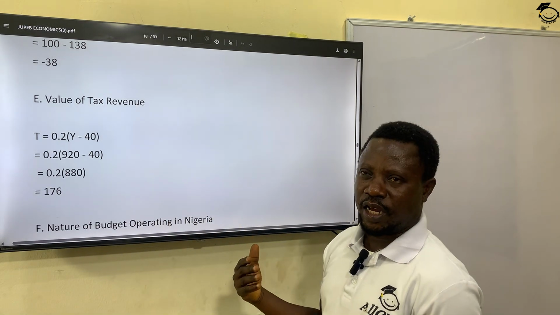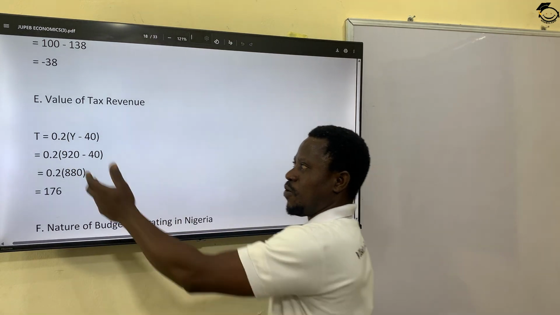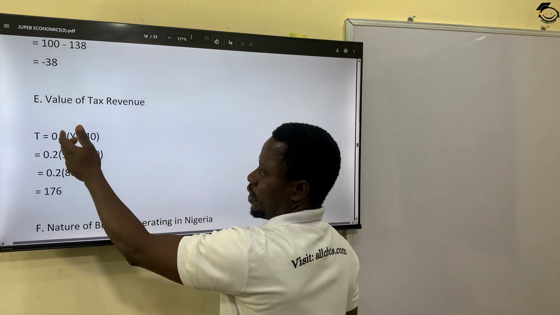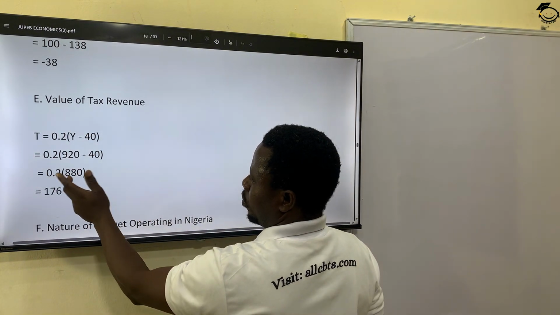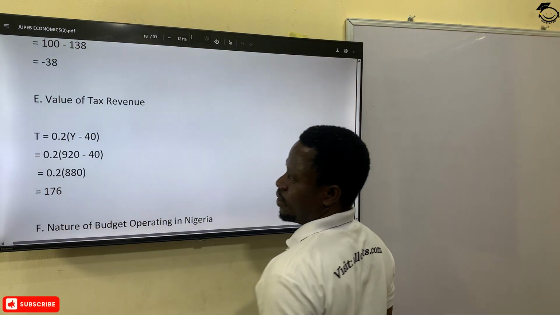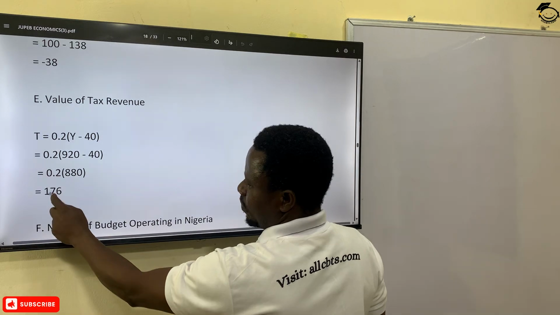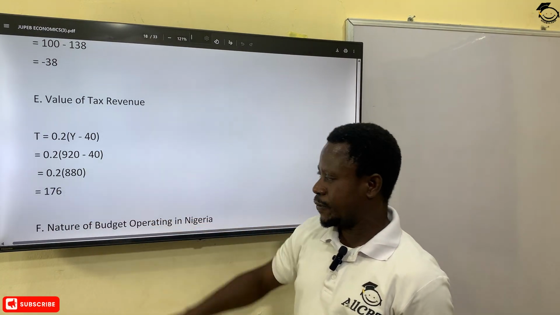We are given the equation T = 0.2(Y - 40). Remember, we have gotten our Y, which is 920. Just replace Y with 920 and we have 0.2(880). When you open the bracket, we multiply, 0.2 times 880, and what do we have? 176. So this is our value of tax revenue.